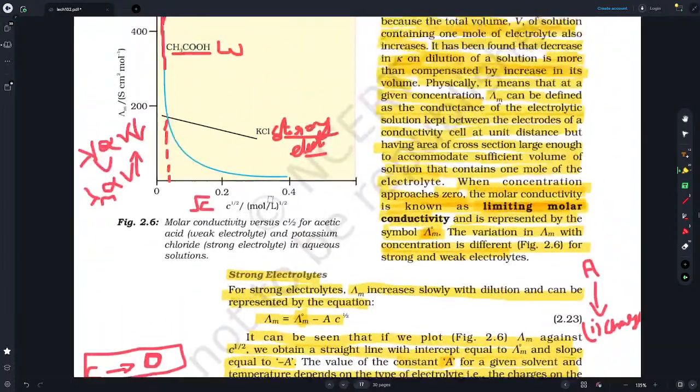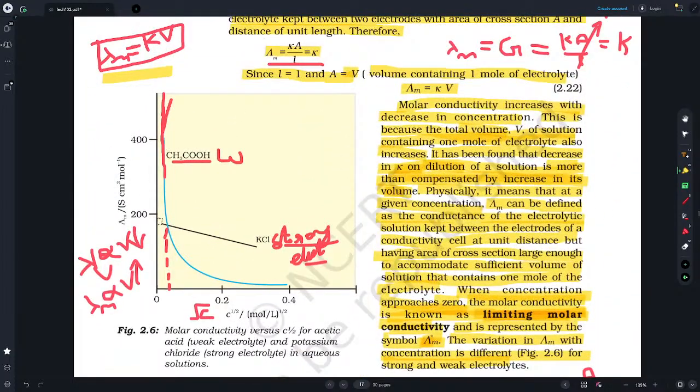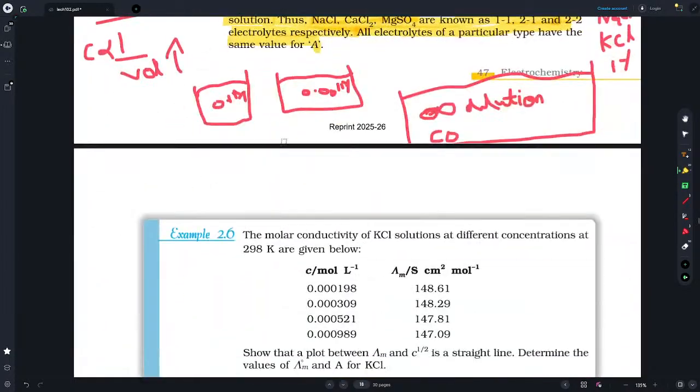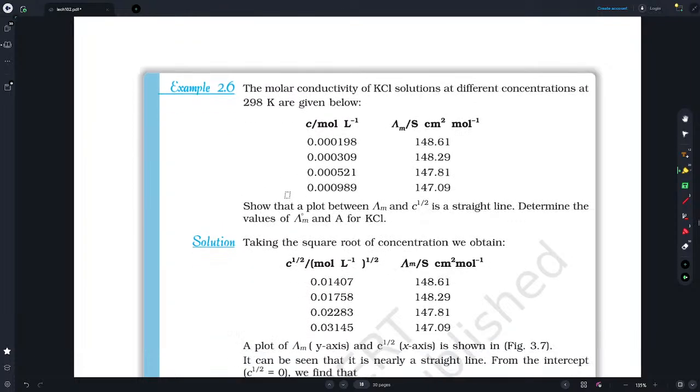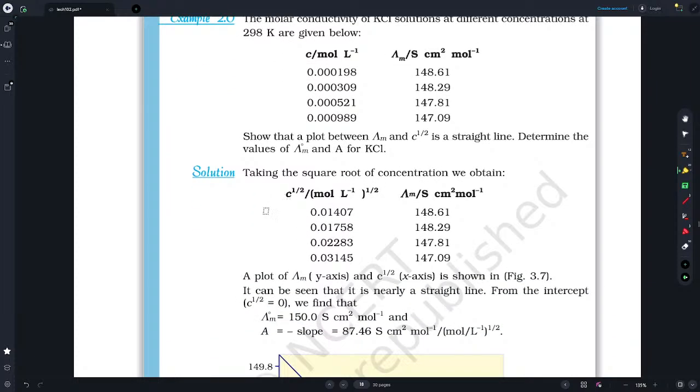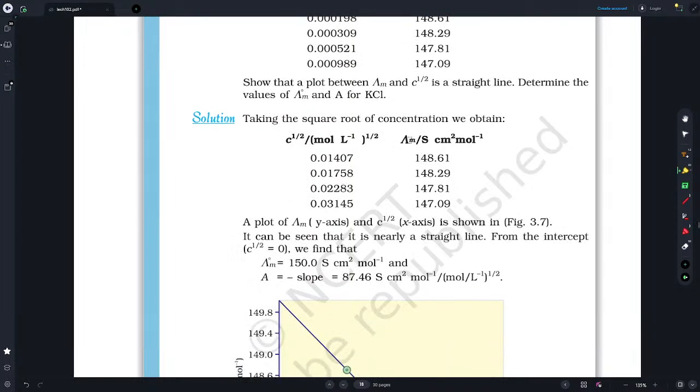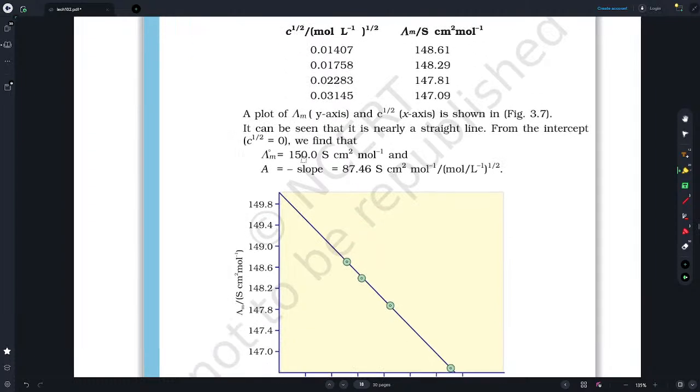Here is the graph for KCl, and we need to show that the plot of molar conductivity and root C is a straight line, and determine the values of limiting molar conductivity and the constant A for KCl. Taking the square root of concentration, we obtain these values. A plot of this is indeed a straight line with a negative slope.